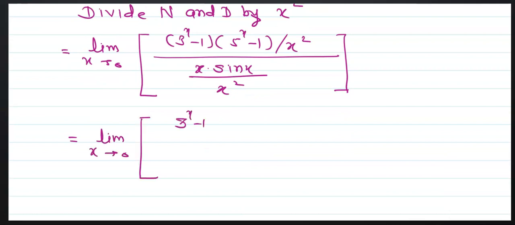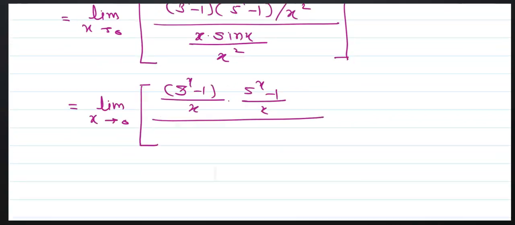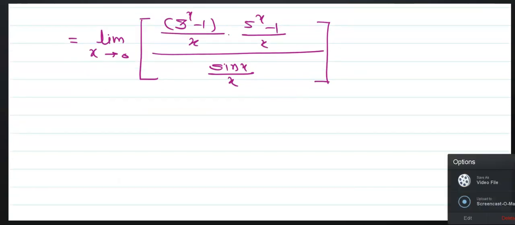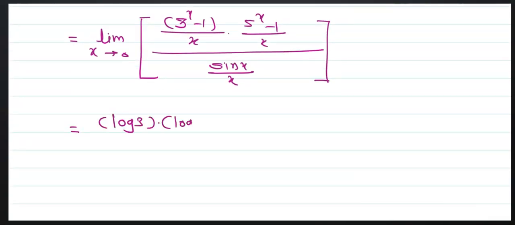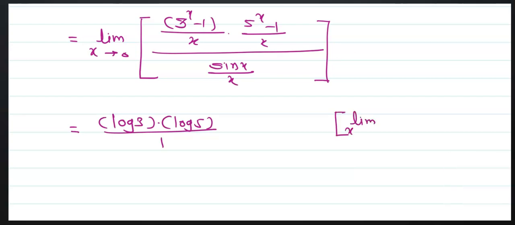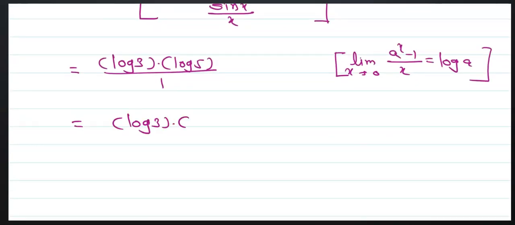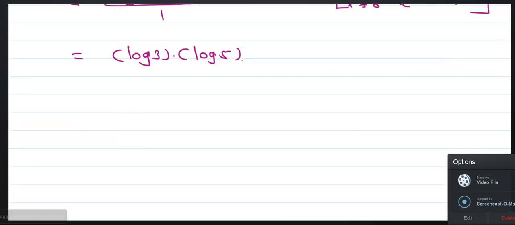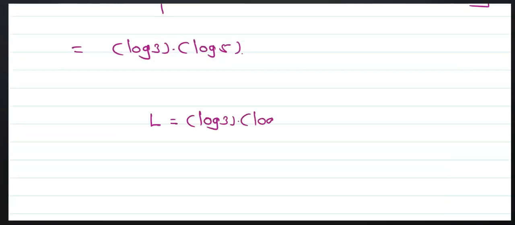Limit x tends to 0, (3 raised to x minus 1) upon x into (5 raised to x minus 1) upon x, upon sin x upon x. The value of this limit is log of 3 into log of 5 upon 1. Therefore, the answer is log of 3 into log of 5. Keep this as it is because these are the multiplication of the two brackets. Therefore, log of 3 into log of 5.